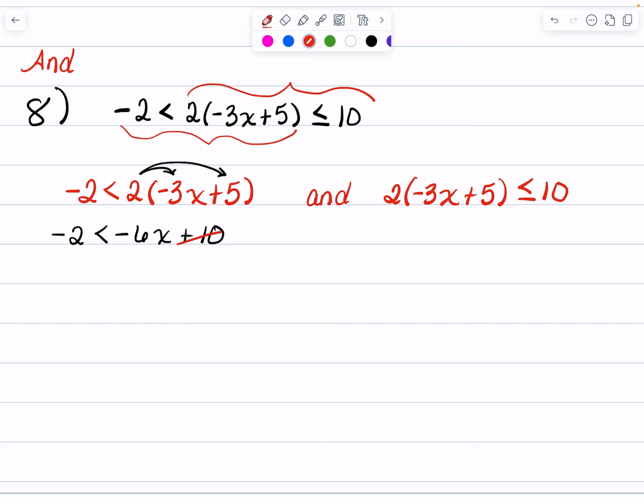Now we are going to move this plus 10 to the opposite side of the inequality as the inverse, so it'll be a negative 10. Negative 2 minus 10 gives me negative 12 is less than or equal to negative 6x. Now we're going to go ahead and divide by negative 6. Negative 12 divided by negative 6 is 2 is less than or equal to x. Oops, I said it, but I didn't think it. So it's 2 is greater than or equal to x. Why is that? Because we divided by a negative number.